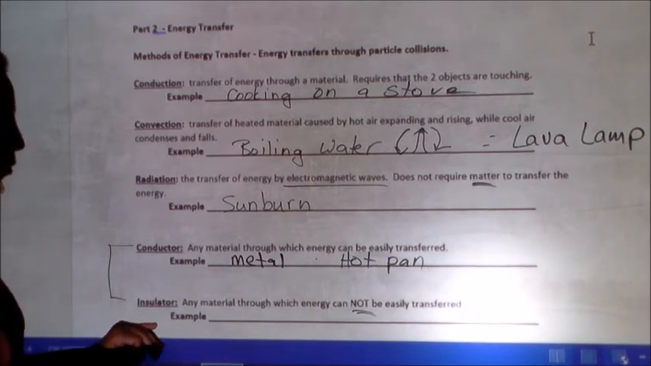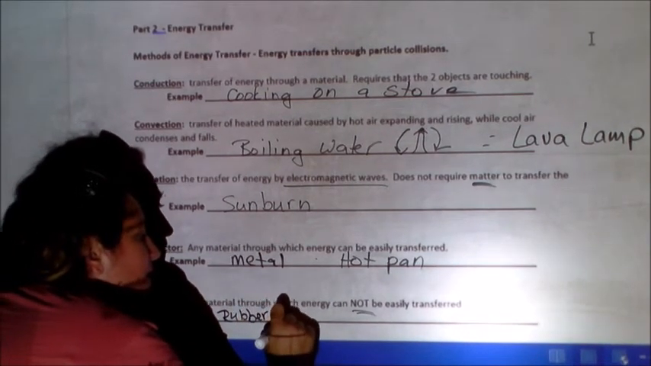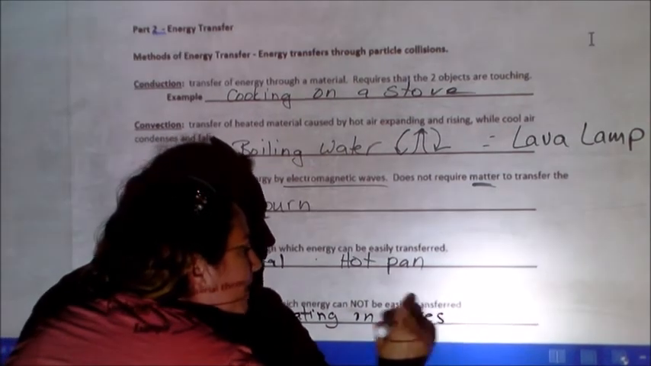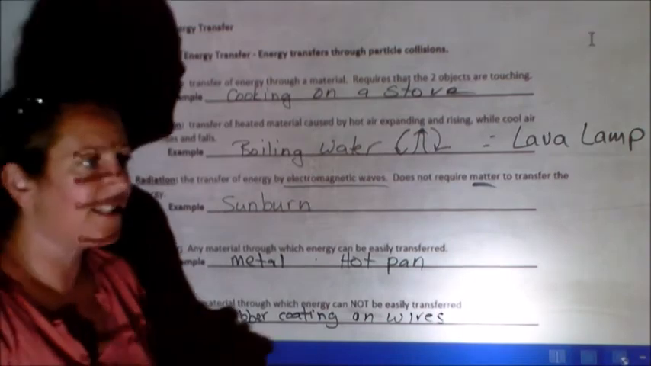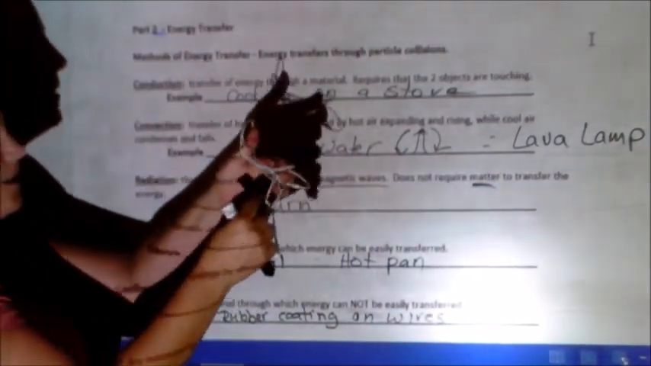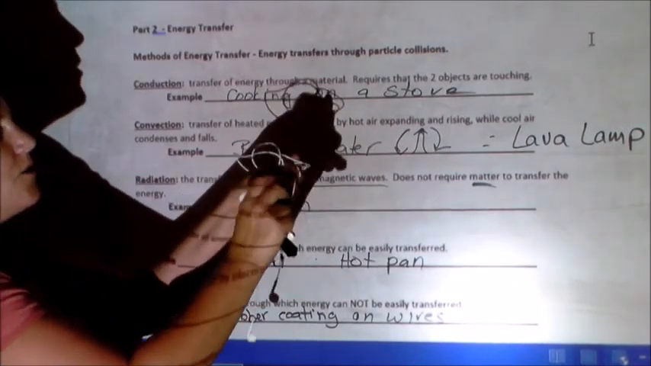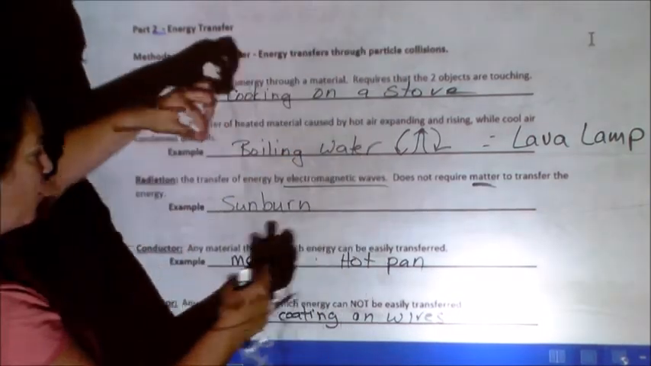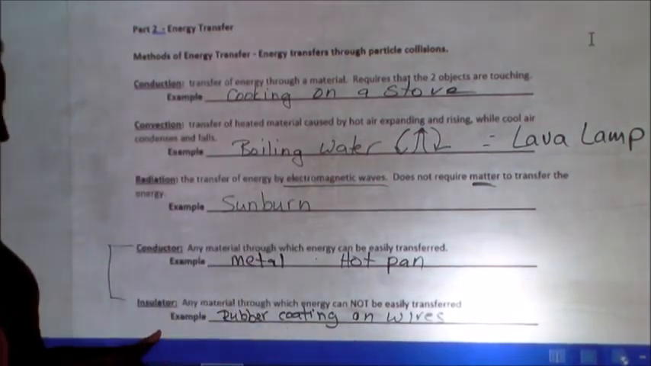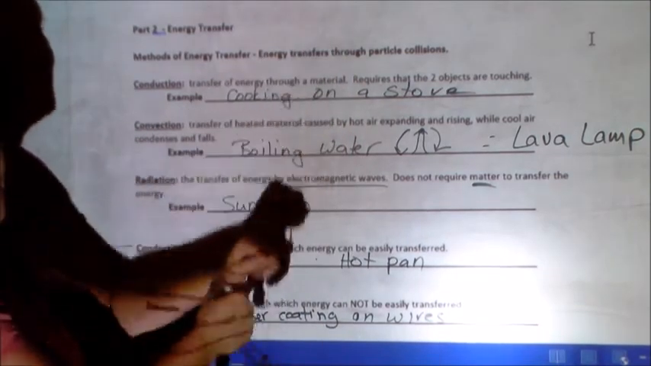It keeps things cool. An example is the rubber coating on wires. If you look at your cell phone charger, it's not all exposed wires. If these wires were exposed, I would be getting electrocuted every time I plug in my phone or my earbuds. So all the metal that's in here, which is a really good conductor of electricity and heat, I am surrounding it by an insulator, which does not transfer that heat. Therefore, I can touch it without getting burnt.